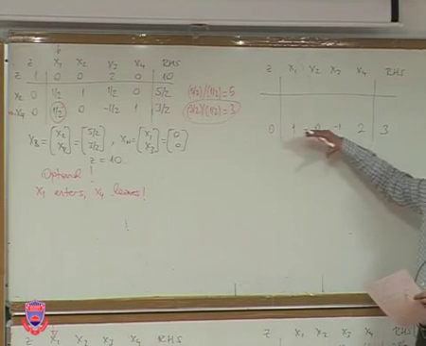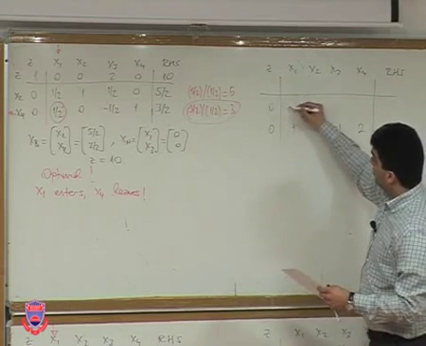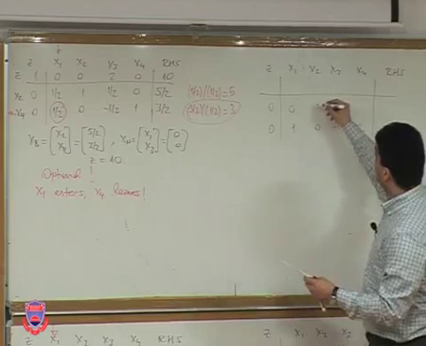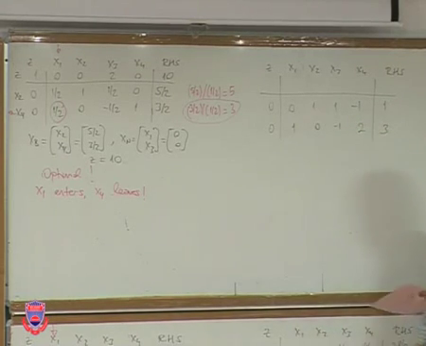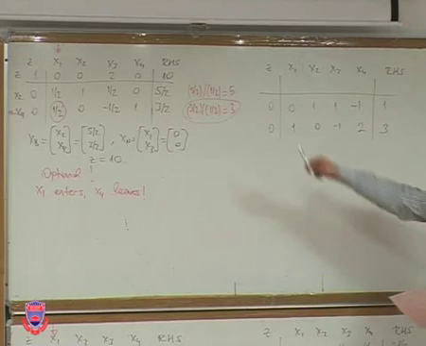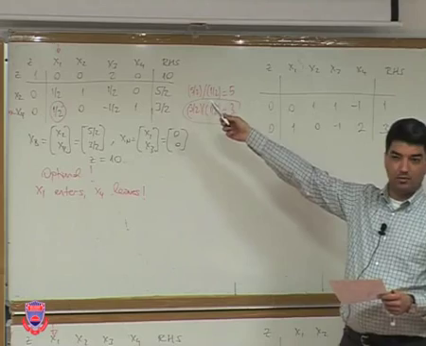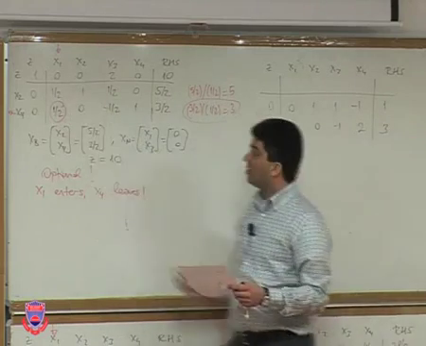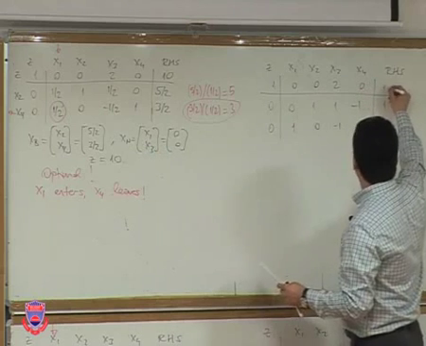Then I'm going to multiply this by minus 1 over 2 and add it to row 1. If you do that, you have 0, 0, 1, 1, minus 1, and the right-hand side value is 1. Finally, there's nothing I need to do about row 0, because row 0 already has a 0 here. So I'm just going to copy row 0: 1, 0, 0, 2, 0, and the right-hand side is 10.